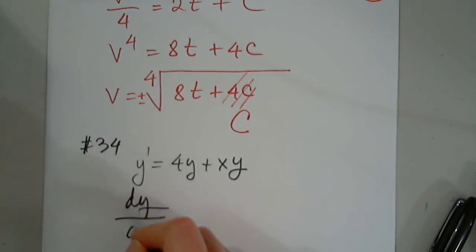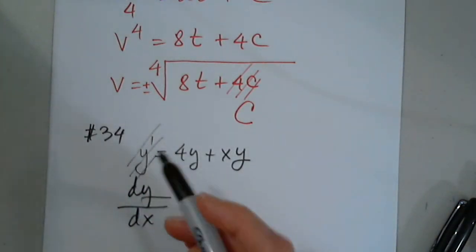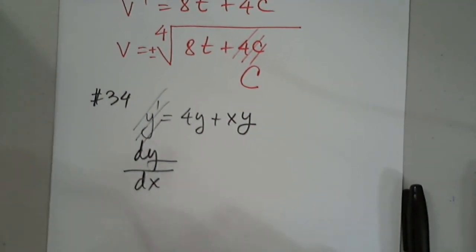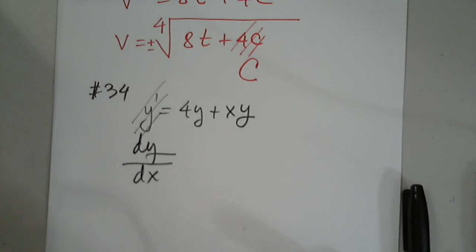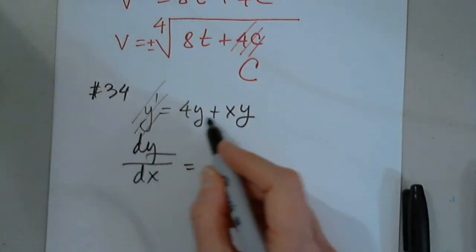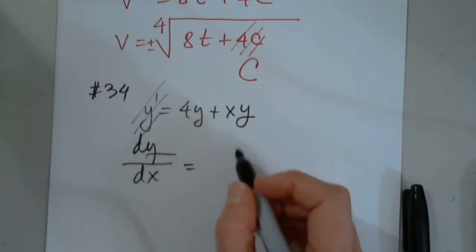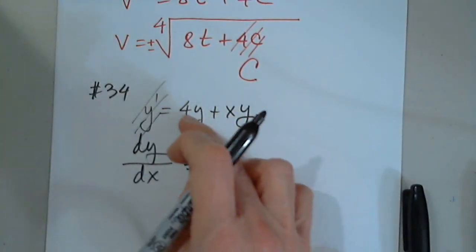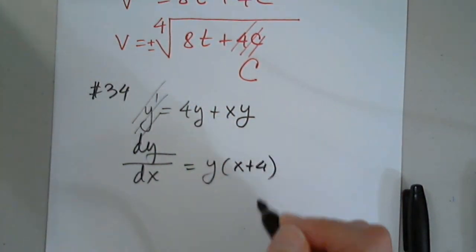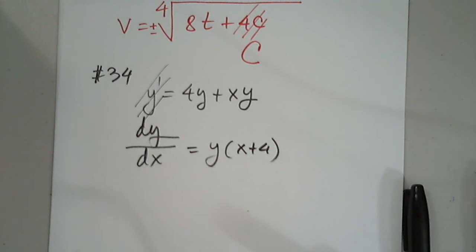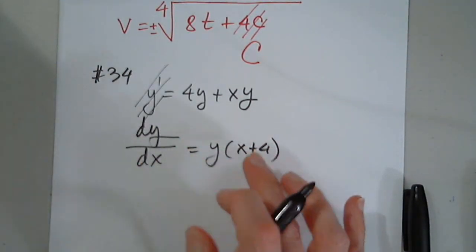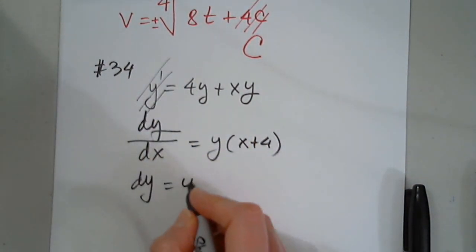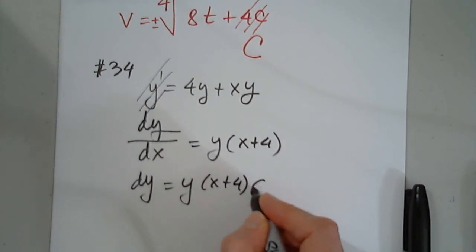Indeed, I have to write this. This is not a good notation. I cannot have the dy and the dx, right? So I need this first. Awesome. And then I see that this common factor will be y, and I will write it correctly as x plus 4 in parentheses. Now, if you want, you can cross multiply first, as dy equals y, x plus 4 dx.